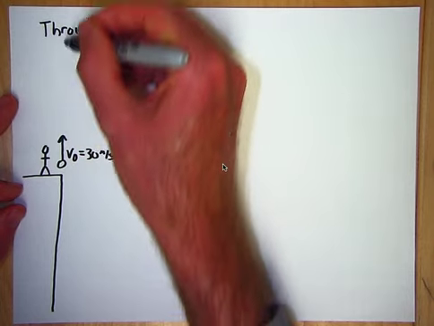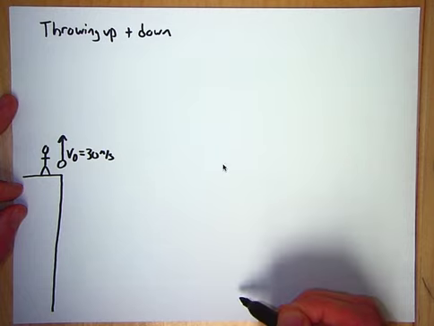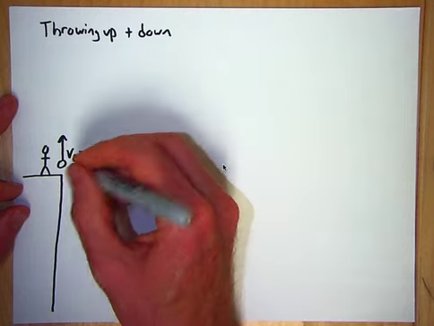And we're just talking about up and down right now. We're not talking about projectiles being thrown. That'll be the next unit that we'll do. So this is going to be at time equals 0.